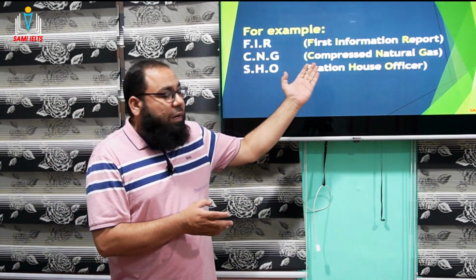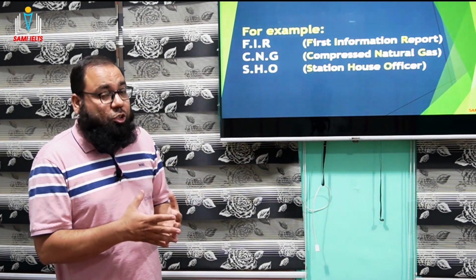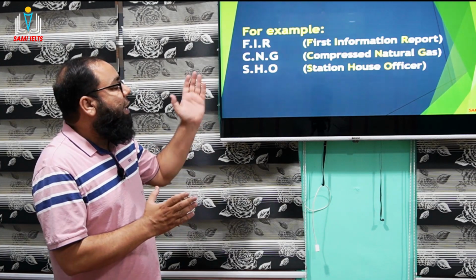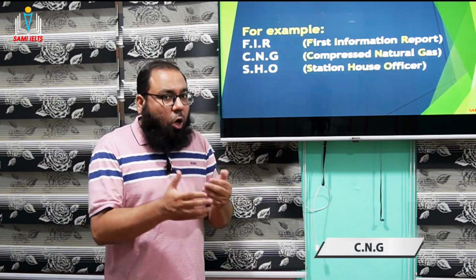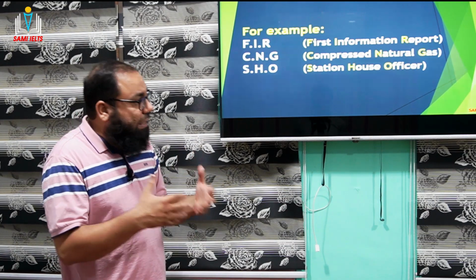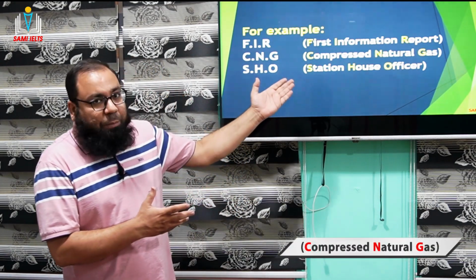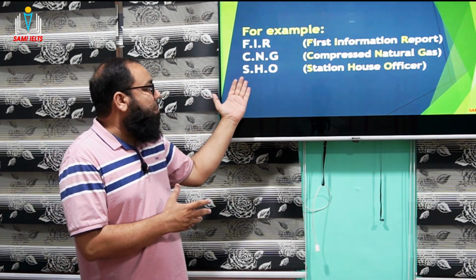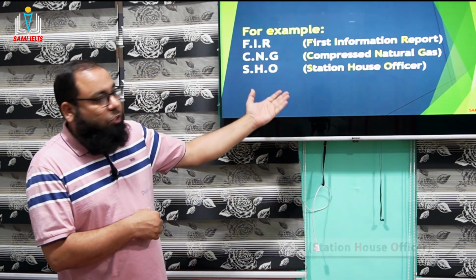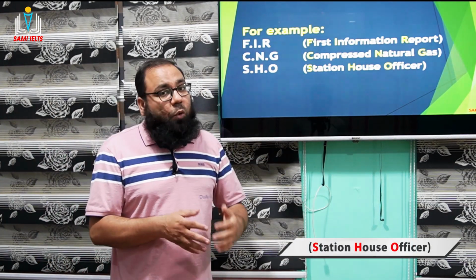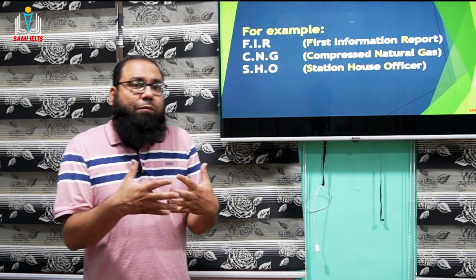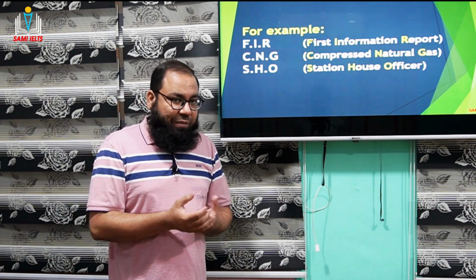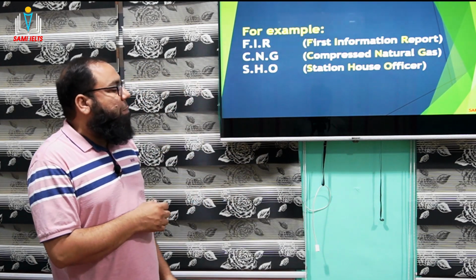For example, FIR. We don't say first information report; we straight away say FIR. If I say CNG, the shortcut form is CNG, but the detailed explanation is C for compressed, N for natural and G for gas. The same with SHO: S for station, H for house and O for officer. Remember, students, whenever we want to make something short, we convert that word into abbreviation form. So these are a few examples, students.